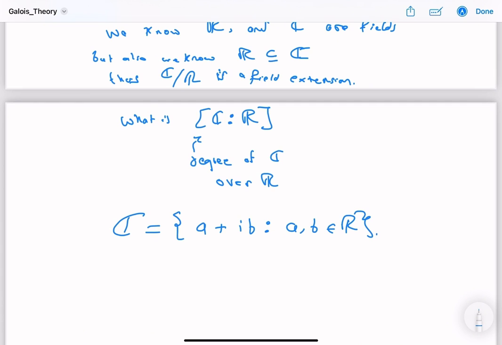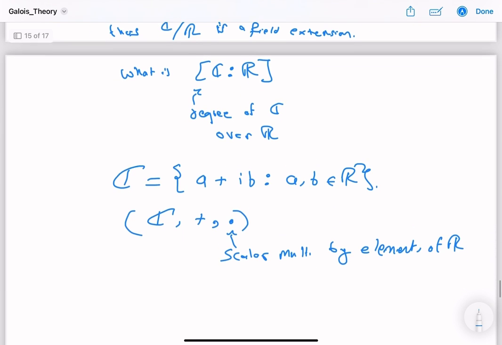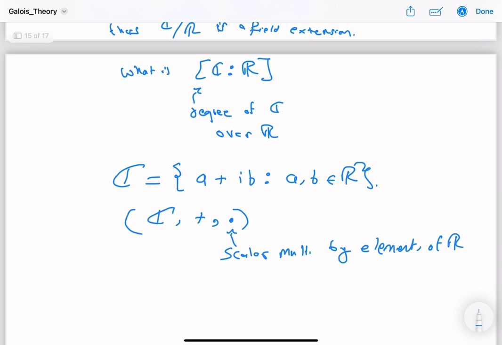First of all, we're considering C as a vector space over R, and what does that mean? It means that we're considering C. We know what the addition is for C, and we're going to define a scalar multiplication by elements of R, because we want to consider C as an R-vector space.